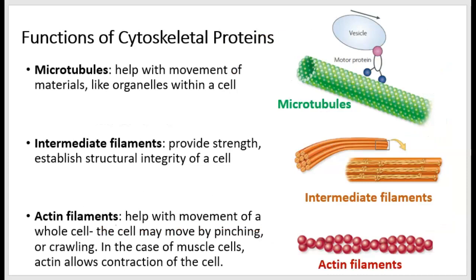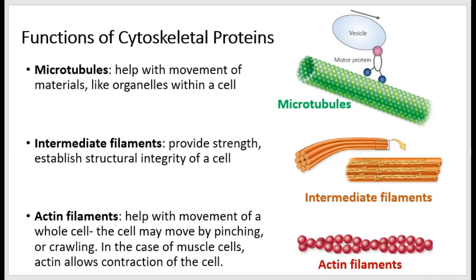These locations reflect the various functions. So each cytoskeletal protein type has a specific function within the cell. We've already discussed microtubules, which help with the movement of materials within a cell, like chromosomes. The top picture, though, in this case, shows a microtubule providing a surface along which a motor protein can move a vesicle inside the cell, such as a transport vesicle or a secretory vesicle.